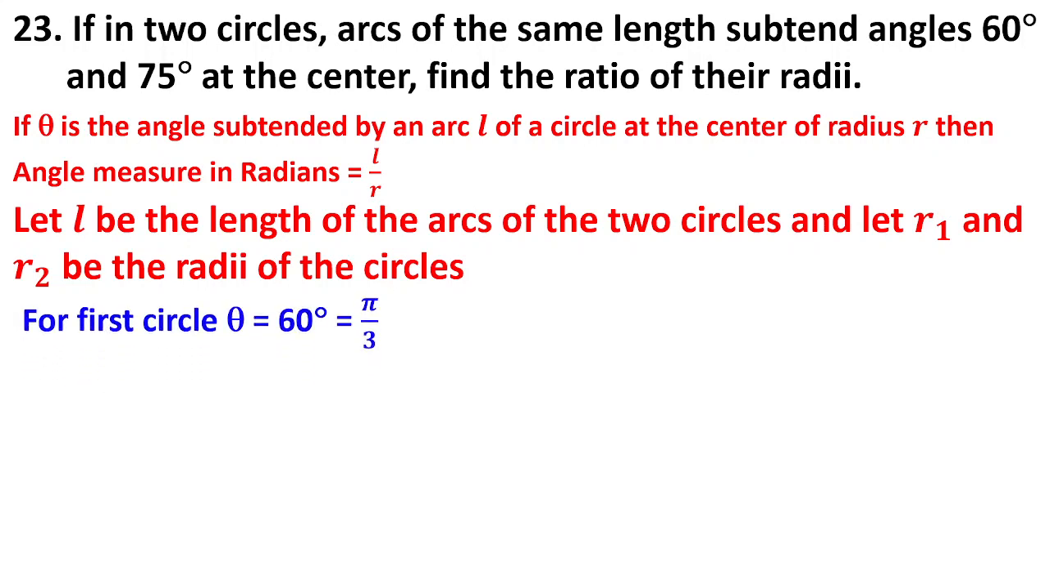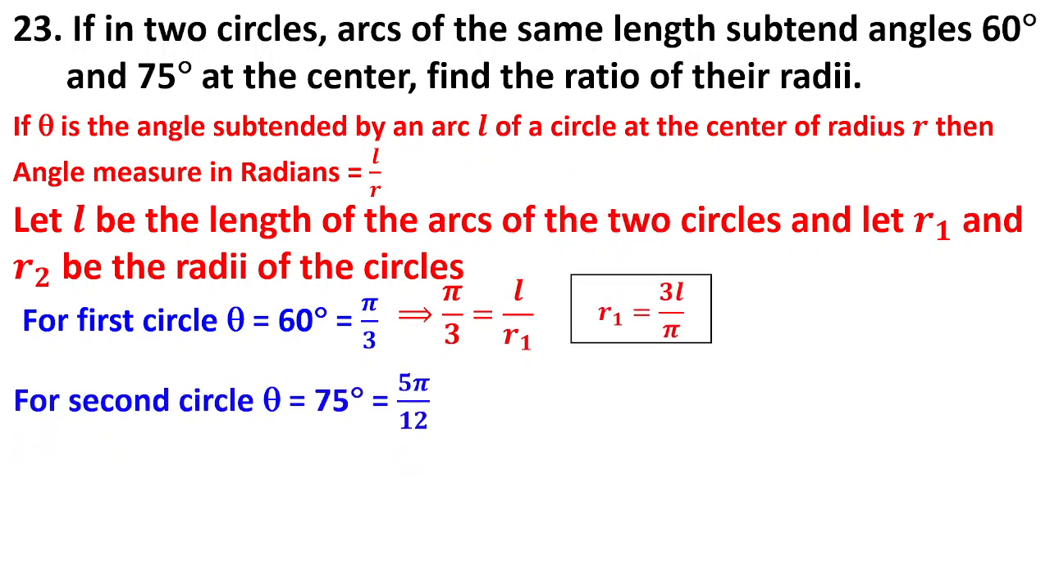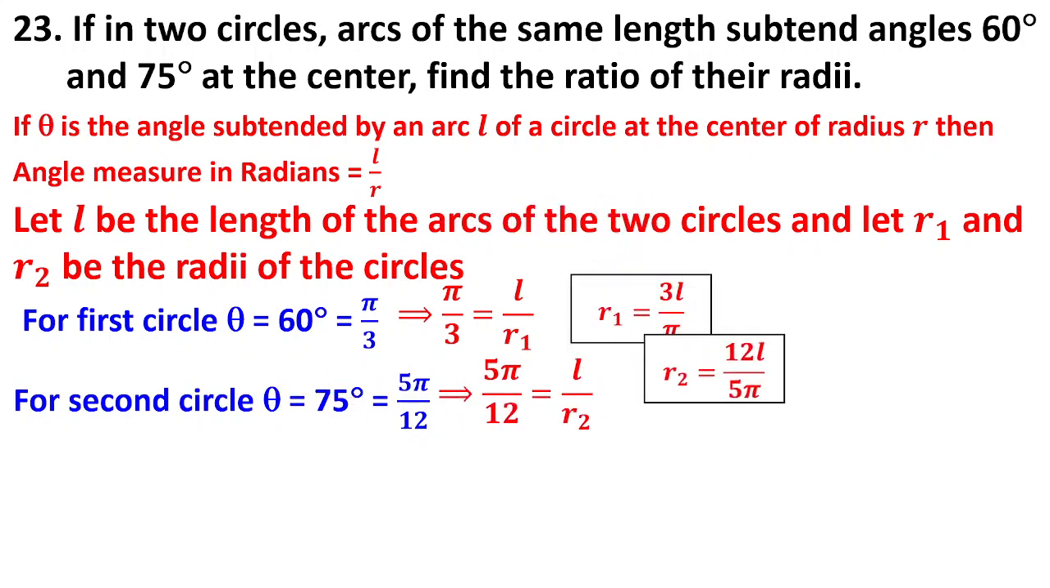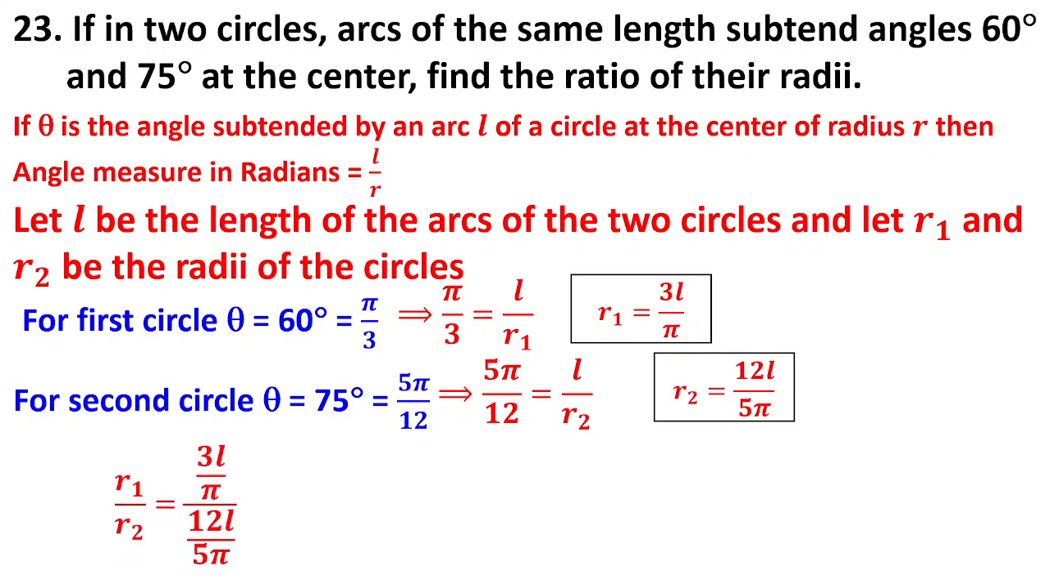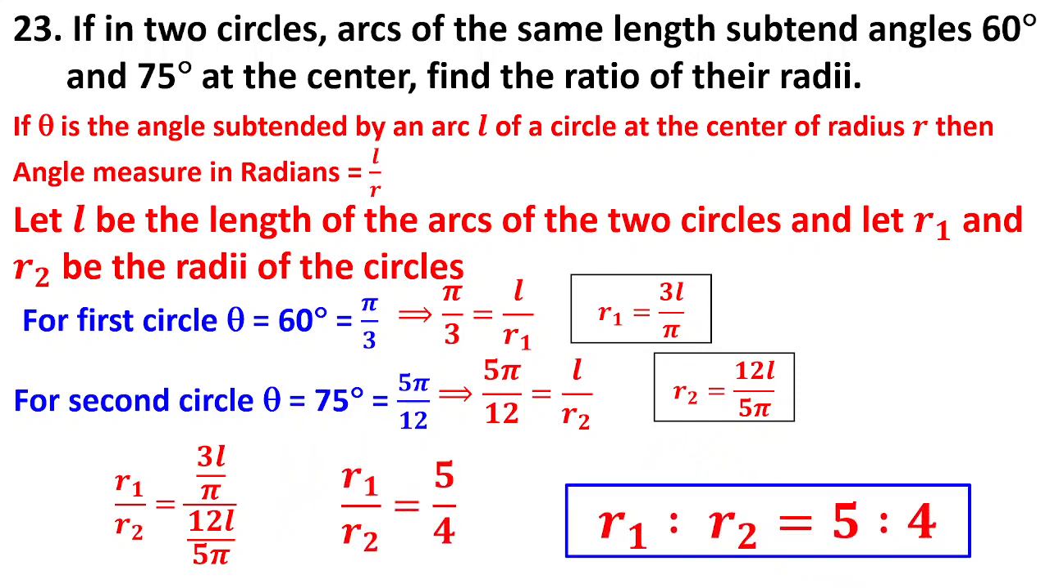Now for the first circle, theta is equal to 60 degrees, therefore it is pi by 3. Therefore pi by 3 is equal to L by R1. Therefore R1 is equal to 3L by pi, by using cross multiplication. Similarly for the second circle, theta is 75 degrees. If you convert 75 degrees into radians, it is 5 pi by 12, which equals L by R2. It is nothing but R2 is 12L by 5 pi. Now they want the ratio R1 is to R2. When you do it, it will become 5 is to 4.